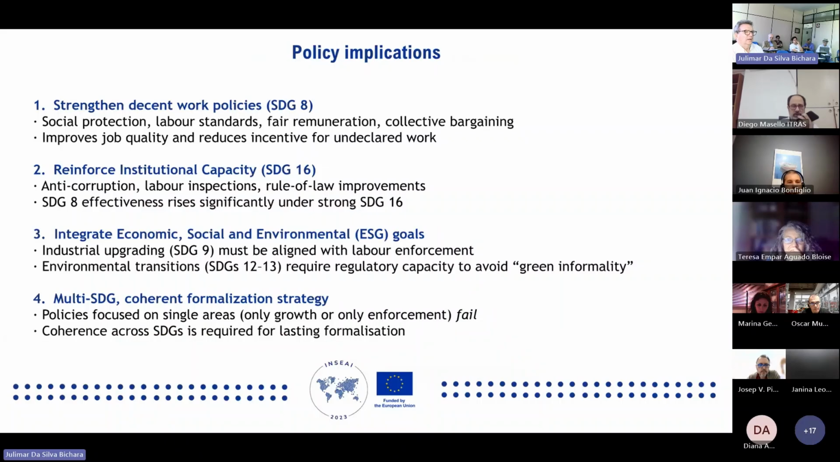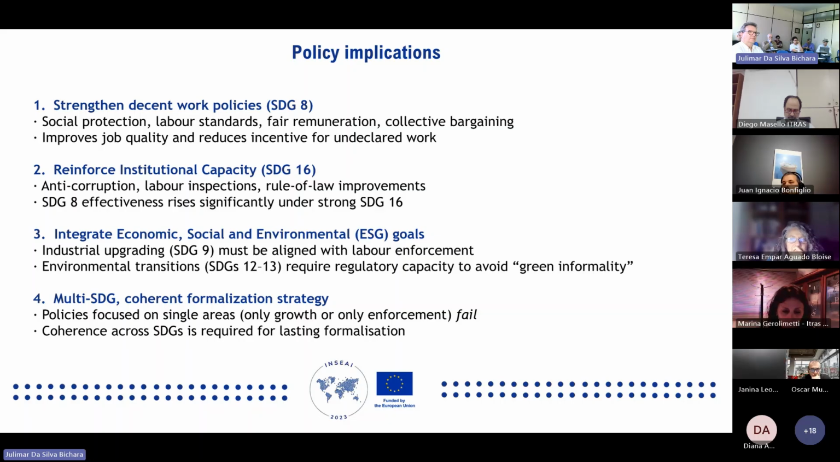In terms of policy implications, we have the claims for policies: strengthening the decent work policies related to SDG 8, then reinforcing institutional capacity, the one related to partnerships, and also integrating economic, social, and environmental goals in this framework. And I'm very happy that my colleague Liwana is going to present a paper around ESG, I think right after me. And we also have the multi-ESG coherent formalization strategy.